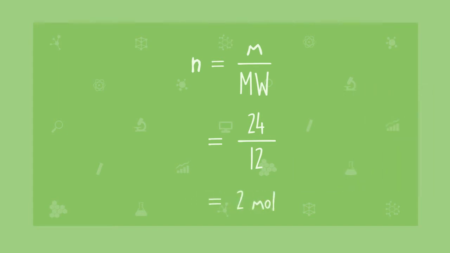Sometimes this is written as 2 mole, which means the same thing, it's just abbreviated, and you've saved a whole letter or two there. In an exam, always use the exact molecular weight shown on the periodic table, but for these examples, rounding a little bit's fine.